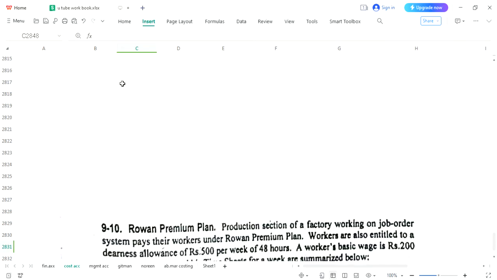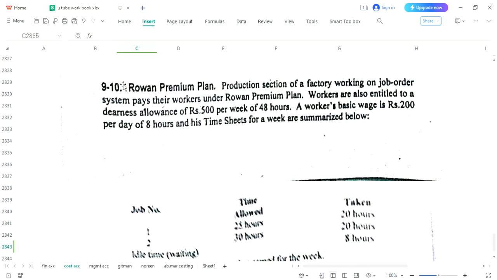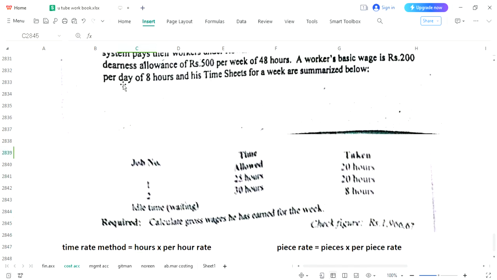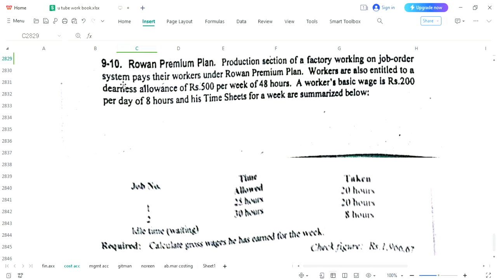Now let's see the volume of our question. Here you can see from here to here our question is associated with only one worker. There are not so many workers like we have seen in some of the previous questions, plus there are not so many days, only a single calculation apparently is associated with the question. And the second help the question is giving us is that the Rowan premium plan is demonstrated as a heading. It means one formula, one question.